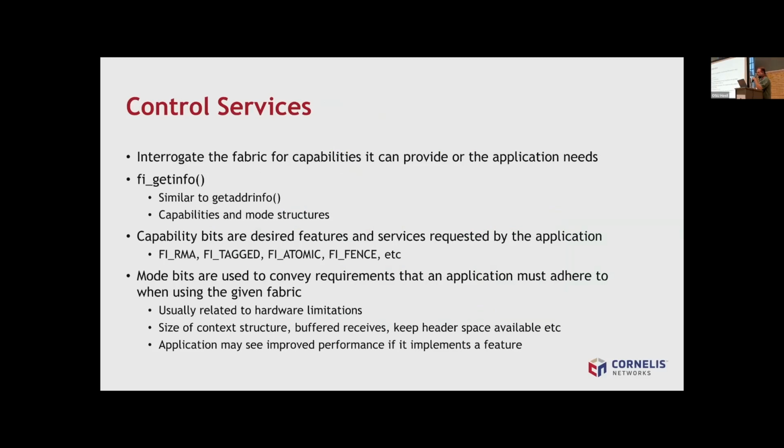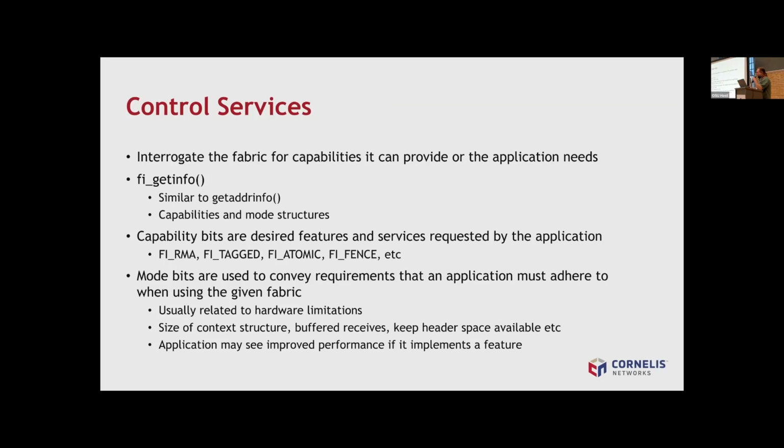So the control services essentially interrogate the fabric for capabilities it can provide or that the application needs. The primary interface here is fi_getinfo. It's very similar to getaddrinfo, the standard libc call, if you've ever used that for socket stuff. But you get back a capabilities structure and mode bits. And the capability bits are basically what you as an application or middleware, this is more middleware, so this is MPI making the request, what features you would like to see and to use, right?